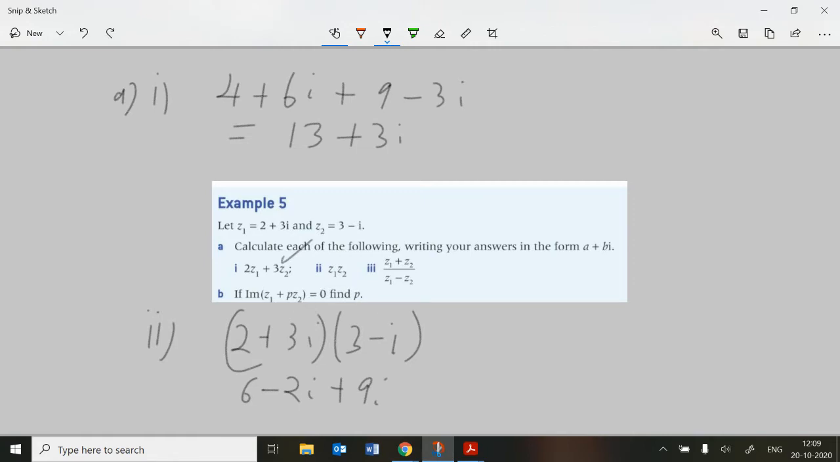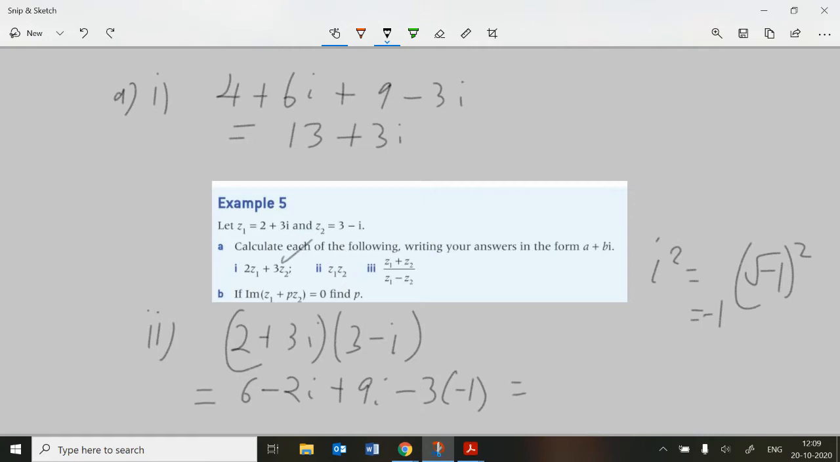So the 3i times the -i gives us -3i squared. The i times i is the same as doing i squared. And i is the square root of -1. So when we square that, we get -1. Okay, so I've got i squared there. That i squared is going to turn into -1. So essentially that's going to be +3 there.